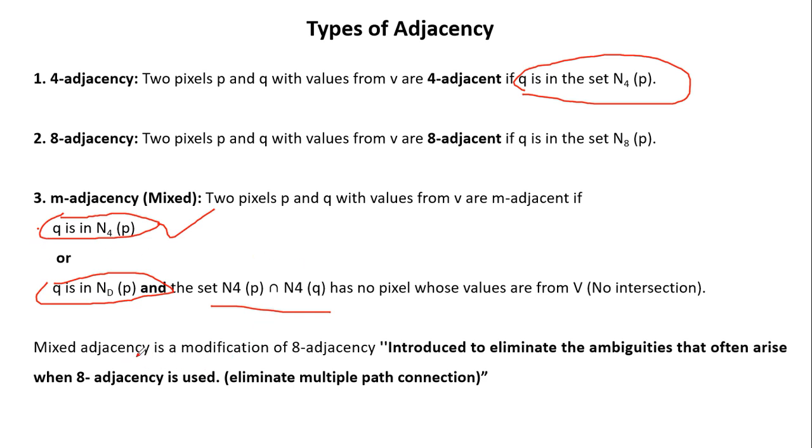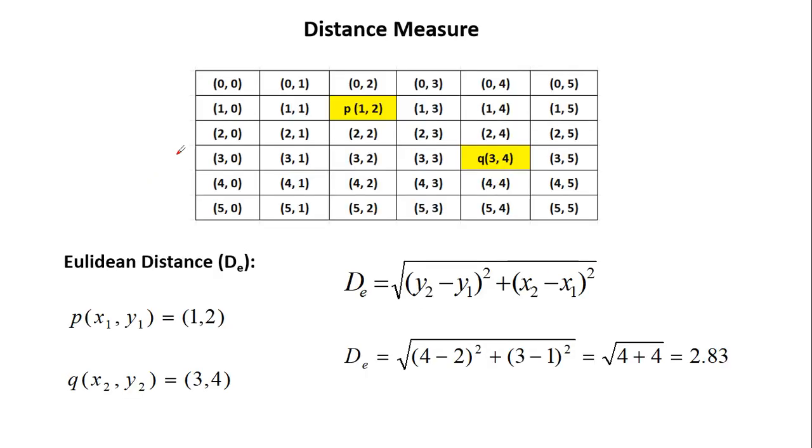Mixed adjacency is a modification of 8 adjacency, and it was introduced to eliminate the ambiguities that often arise when 8 adjacency is used. So generally it is used to eliminate multiple path connections. Now we can see the different distance measures.